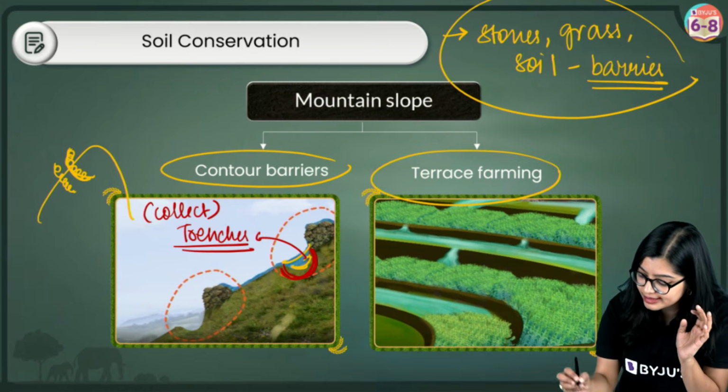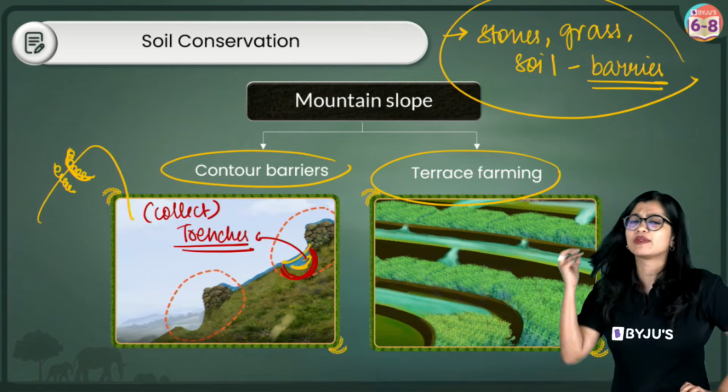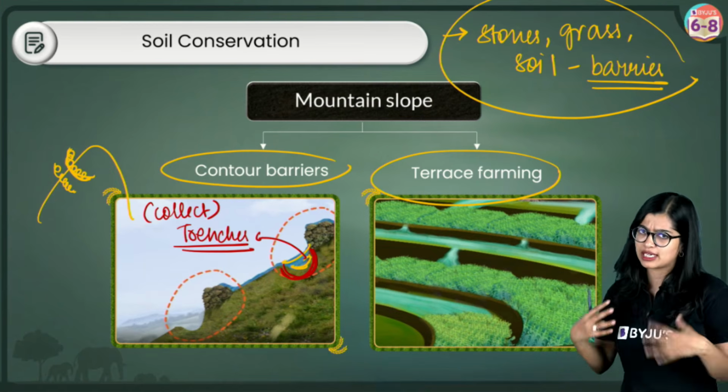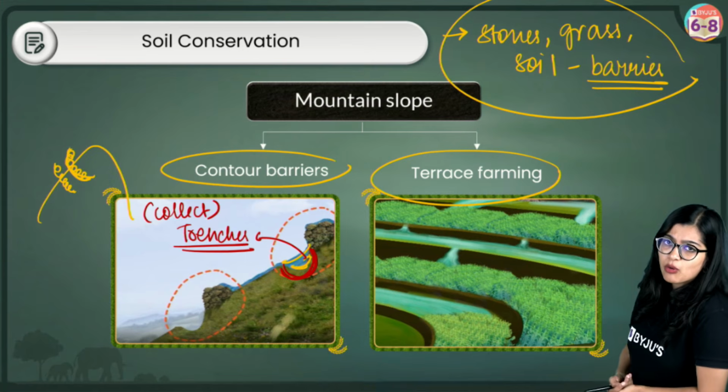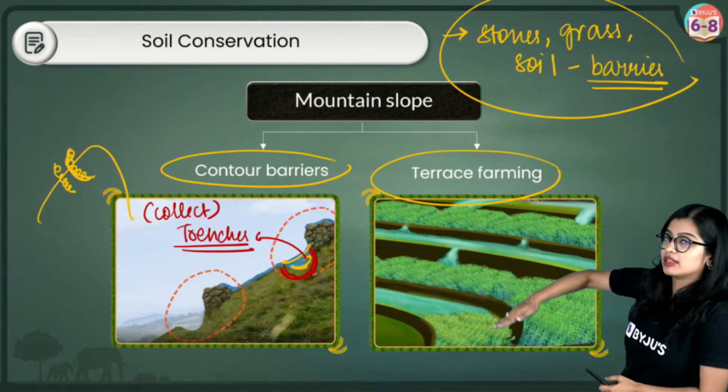Now next, another step that we've been learning about is terrace farming. We also call this step farming. It's another name for it. Now in terrace farming, what do we do? In the hill, especially in mountain slopes, we will break the flow.